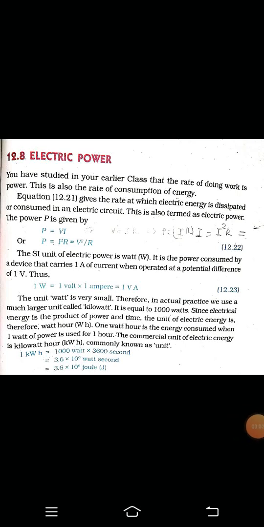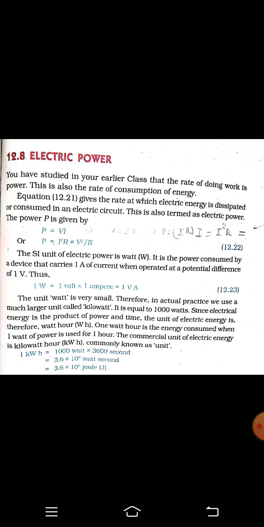Now let us learn the topic electric power. Recall that in Standard 9, chapter number 11, Work and Energy, we have learned about power. There we learned that the rate of doing work is called power. It is also the rate of consumption of energy. That means how much energy is consumed per unit time. That is also power. So now you have to remember these two definitions, the rate of doing work and the rate of consumption of energy. Both are called power.